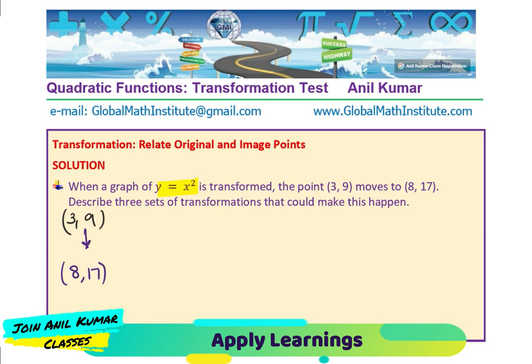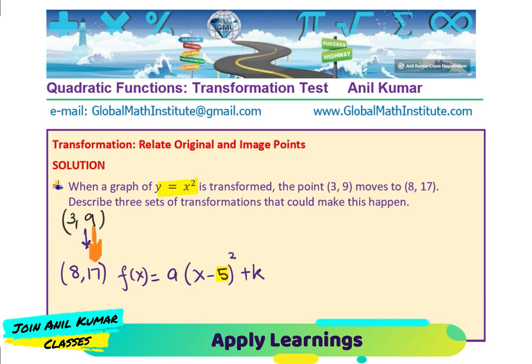So definitely, we have an equation of f(x) which is a times (x minus 5) squared plus k, because the x value has changed 5 units to the right. So that is the case. We have fixed one, which is horizontally translated 5 units right. We are now going to focus on the other one, which is changing 9 to 17. How is that possible?